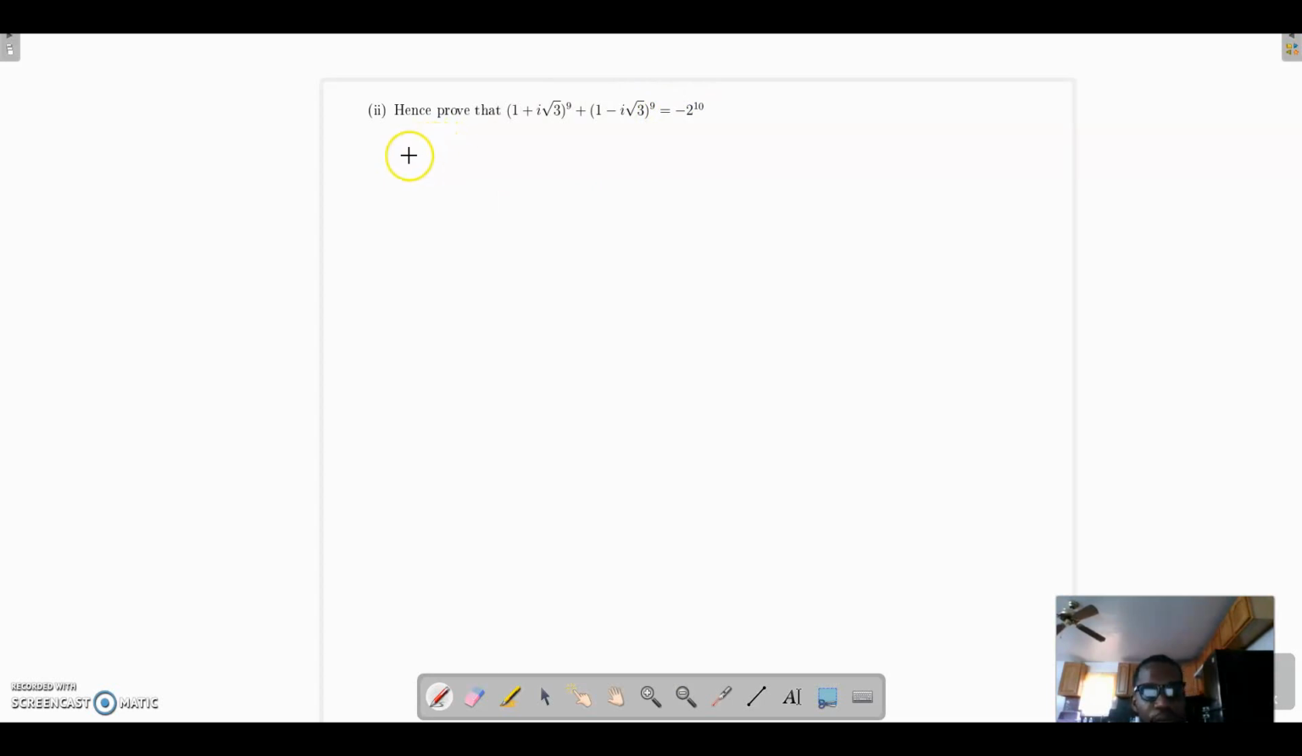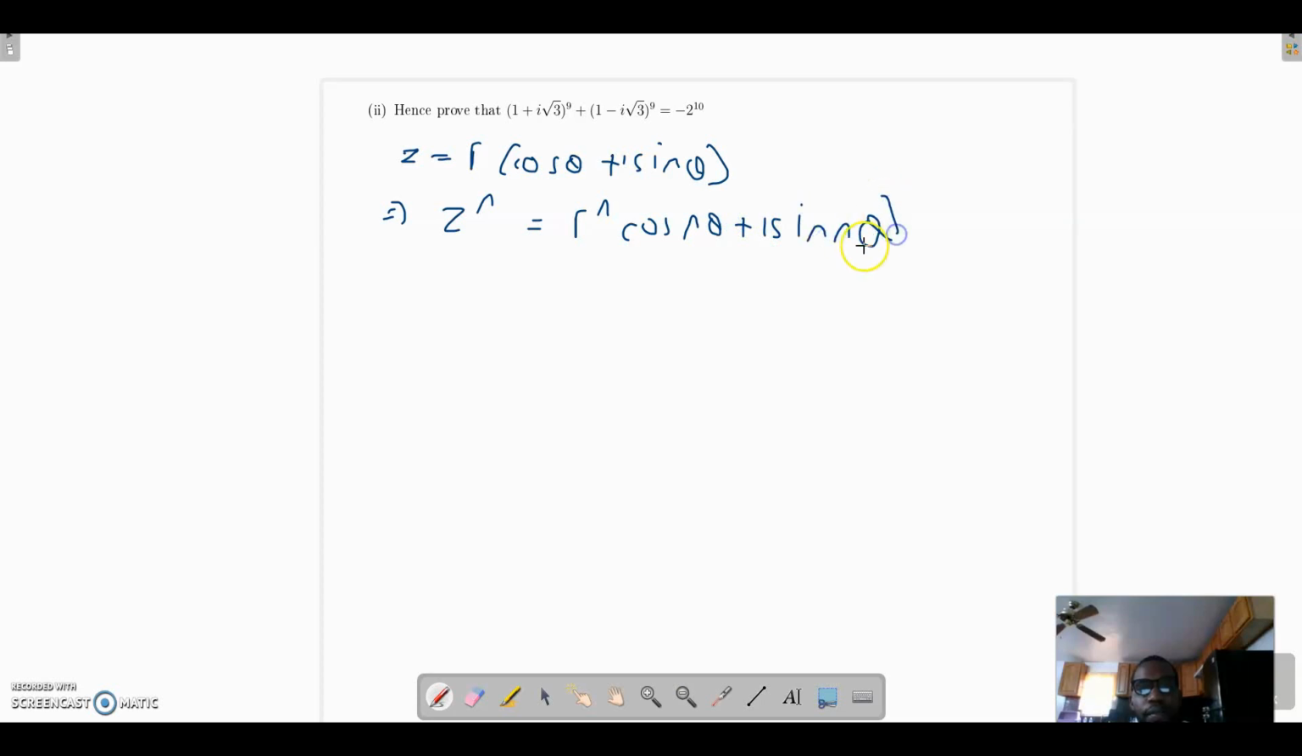Because De Moivre's theorem says that if we have it in the polar form, Z is equal to R into cos theta plus i sin theta, then this implies that if we have Z to the n, it's going to give me R to the n, cos n theta plus i sin n theta.